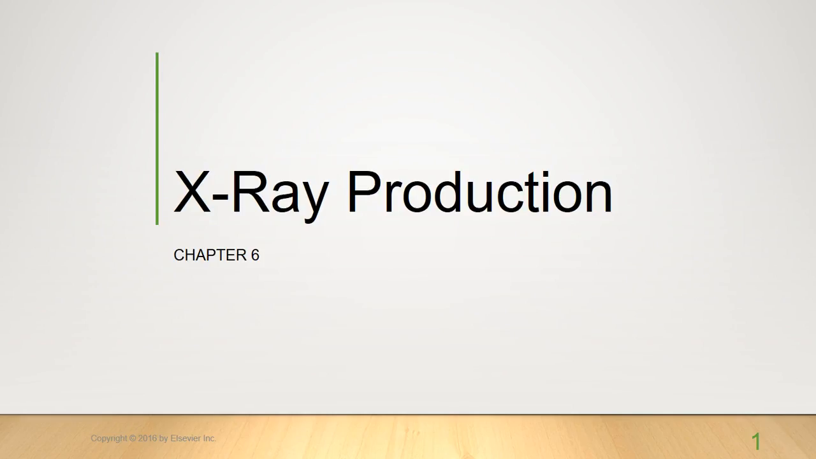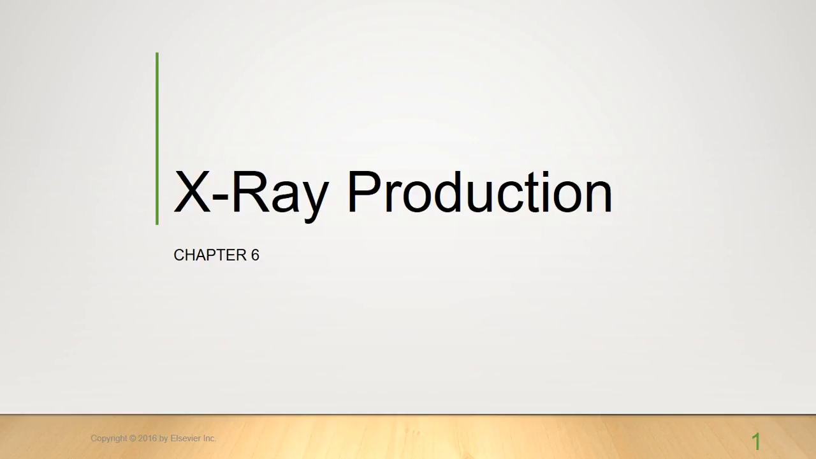Welcome everybody. We're going to move into the area of how X-rays are produced now. This is chapter 6, and interestingly, the instructions online say that you should only review the sections on Compton and photoelectric interactions. Well, they're not really listed in this particular chapter. They are in chapter 7.